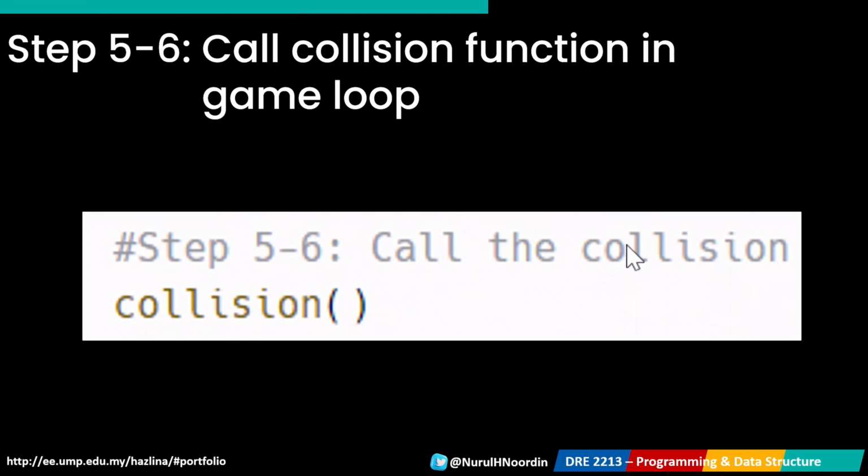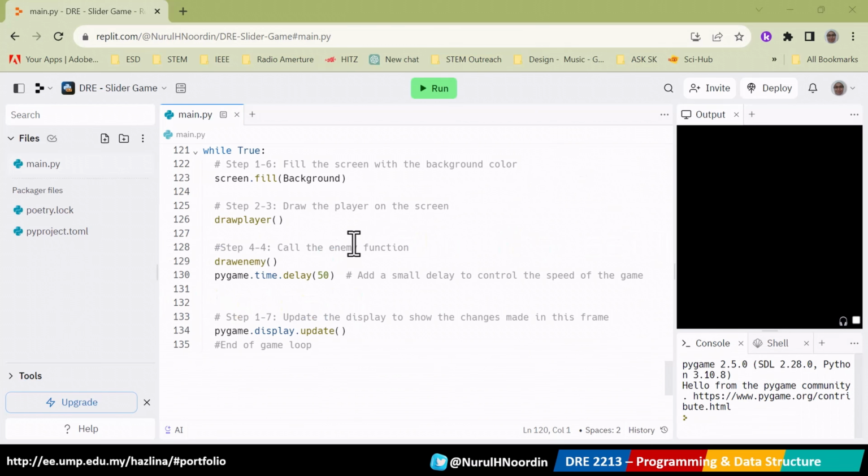The collision function is our game's watchful eye, as we have seen in previous slides. It's responsible for detecting interactions between the player and the enemy. In this step, we make the magic happen. We call the collision function within our game loop right here.